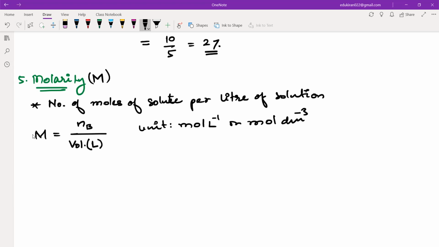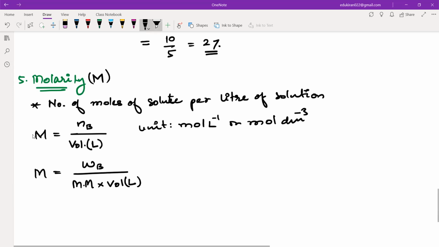Okay, next is number of moles. So number of moles can be written as what? The given mass of solute divided by the molar mass of solute into volume per liter in liters. This will also give you the molarity, because this term is giving you the number of moles and dividing it by volume is giving you the molarity. So please write this down and then write a note.